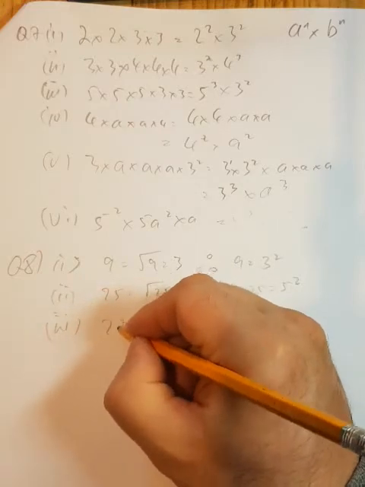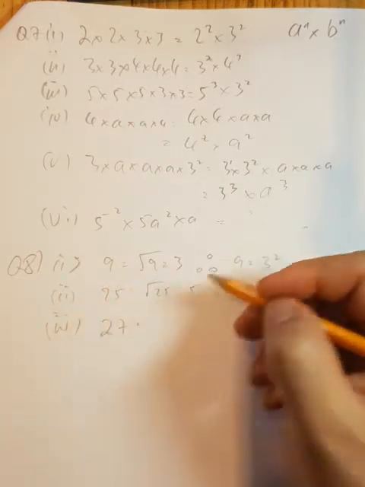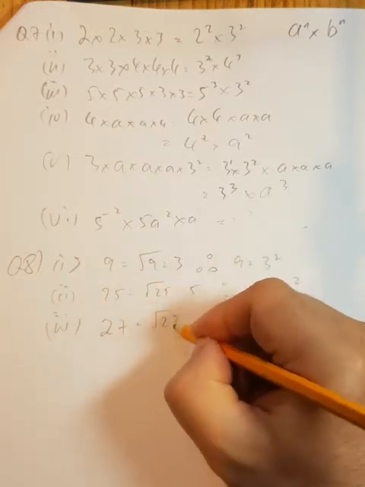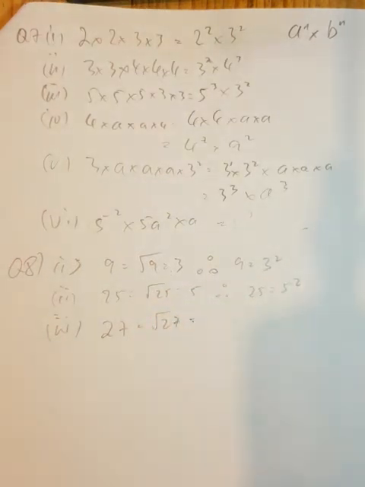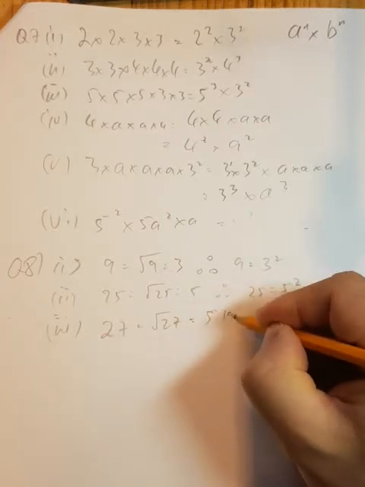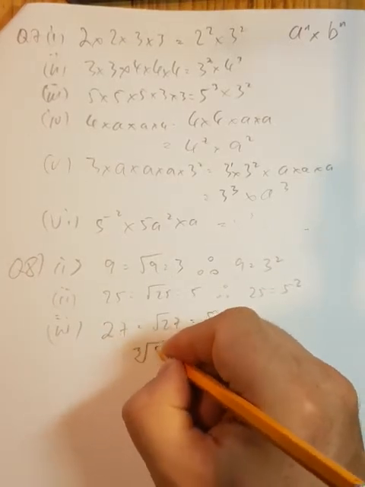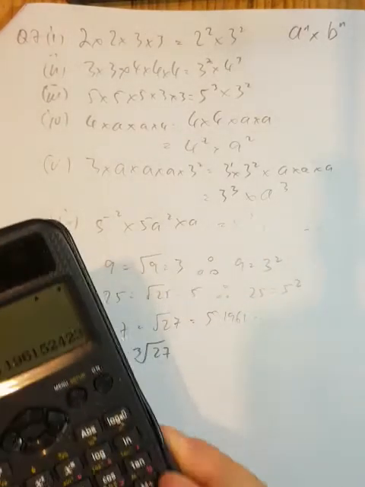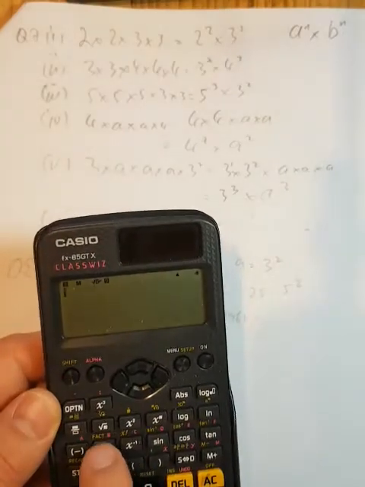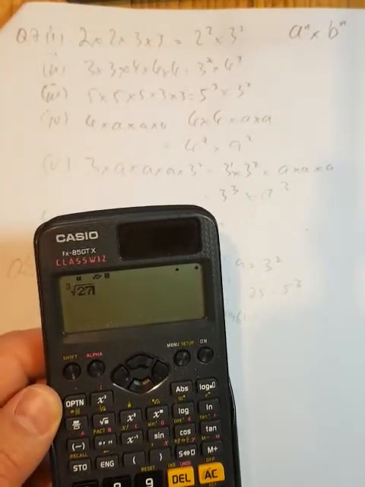3. 27. Okay, so let's try this. What's the square root of 27? I know it's some horrible number. I can't remember what. It's an irrational number. Okay, it's 5.196. So that doesn't work. Okay, well, what about the cube root? And I'm going to show you how we do that now in our calculator. So how we do cube root is shift square root 27.